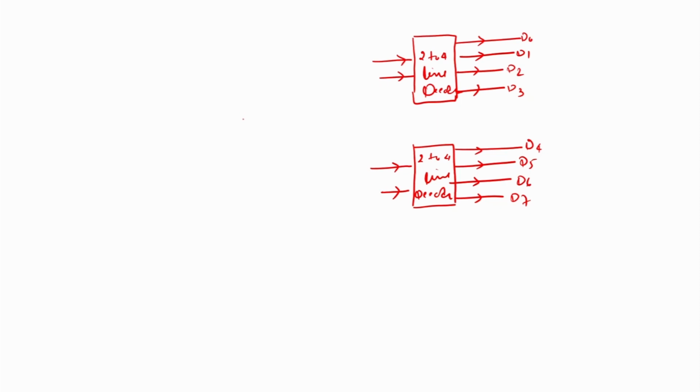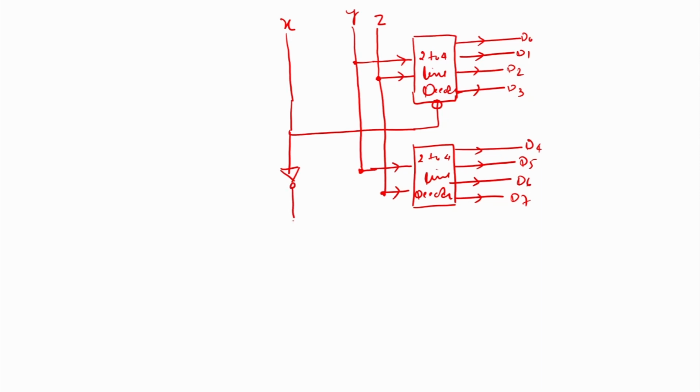The next is the enable input. That is the third input. There are 3 inputs in case of a 3 to 8 line decoder: X, Y, Z. So here Y and Z are given from here, Y is common, we provide input Y to both decoders, and we provide input Z to both as well. The third input X is taken as the enable input, and when X is equal to 1, this is the enable input, and the complement of this is given as the enable input of the second decoder.